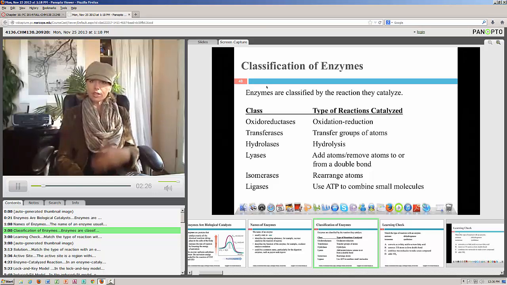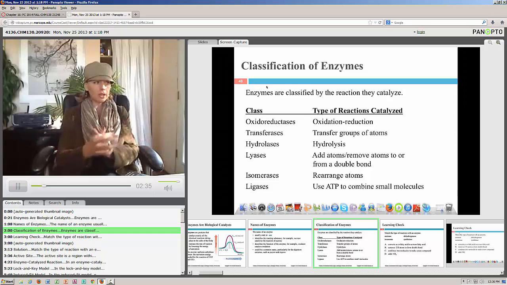the esters in, gosh, what chapter was that? In Chapter 15, actually, with the lipids. If you were to hydrolyze an ester bond, you're breaking that ester bond, and those are the types of enzymes that are involved with that type of reaction.